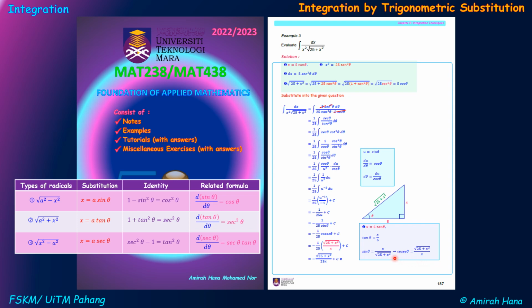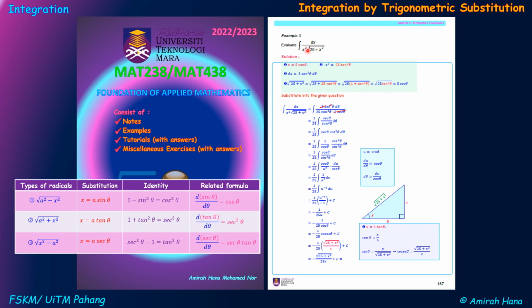Lepas tu kita gantikan dekat cosec ni. Okay, ni kita gantikan di sini. We still have negative 1 over 25 in front. Lepas tu kita gantikan nilai yang cosec theta tadi. And then plus C. And then kita darab je lah terus. So dapat negative square root of 25 plus x squared, and then over 25x. And then plus C. So this is the final answer after we evaluate this question.